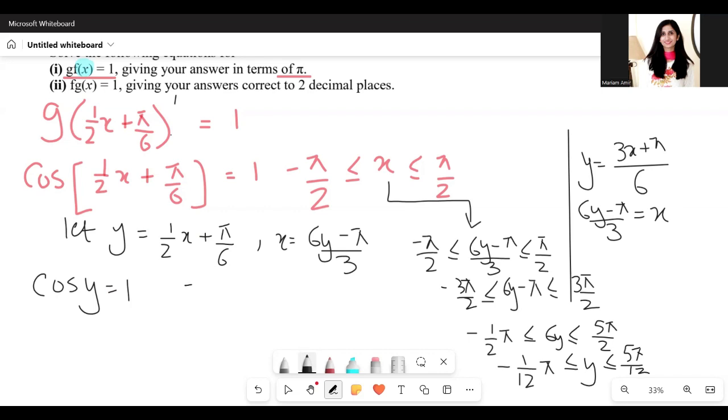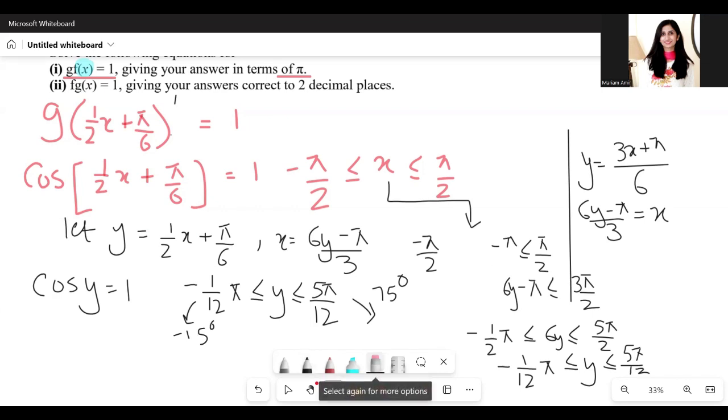So I'm writing that here: minus 1 by 12 pi, and the other one is 5 pi by 12. I'm just quickly going to check what these values are in degrees so that I know what quadrants they lie in. 5 into 180 divided by 12 is 75 degrees, so the first quadrant, and minus 1 by 12 into 180 is negative 15 degrees, so the fourth quadrant.